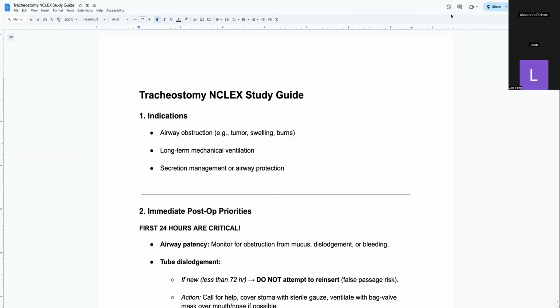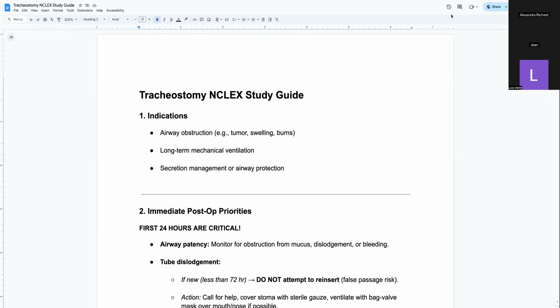Today, we are going to continue on in Module 6, where we're going to be finishing up respiratory. The last subject that we spoke on was about tracheostomy. So, I made a little short cheat sheet for you guys to make sure you know the important pieces of information you need to know for NCLEX regarding tracheostomy.